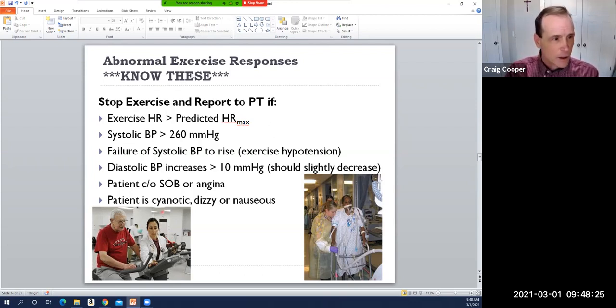So you can walk people on a vent if they're capable and not sedated. Obviously not if they're sedated on a vent. That doesn't work very well.